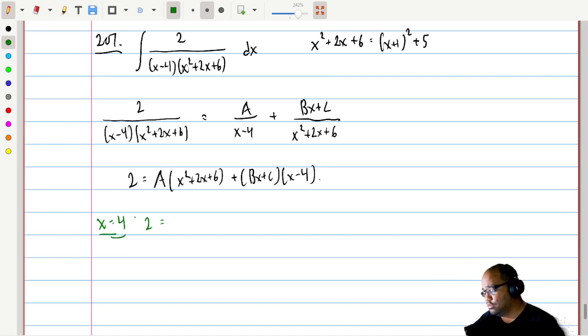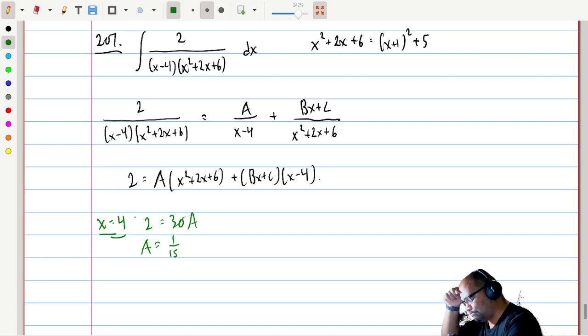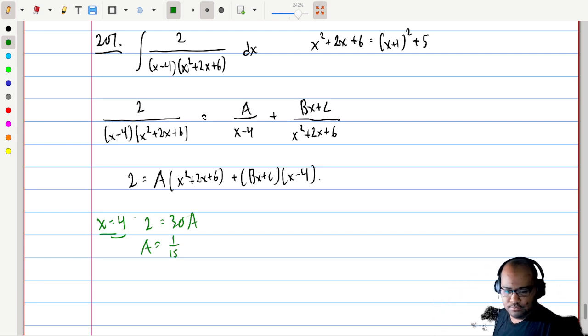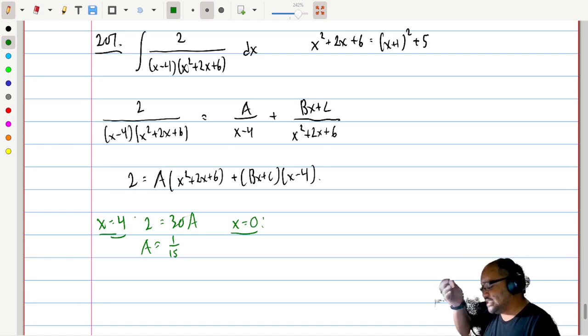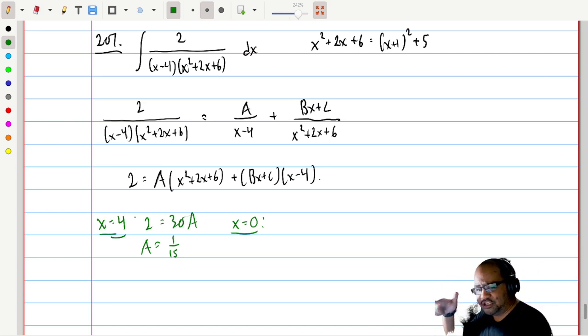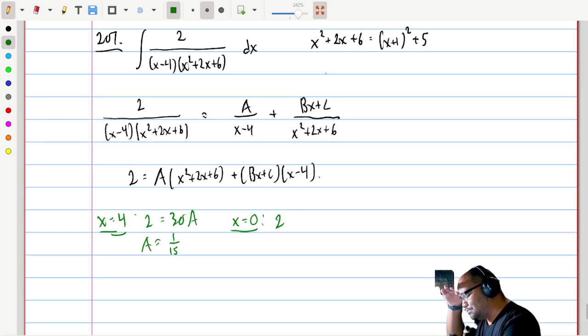So the B and C terms vanish. For the A term, we get 4 times 4, 16 plus 8. 16 plus 8 is 24, plus 6 is 30. So A is equal to 1 over 15. And as another clever choice, I'll set x equals 0 so that the B term vanishes and I now have C left over. And now I'm just going to use the fact that I know what A is.